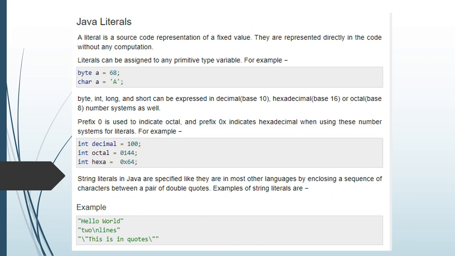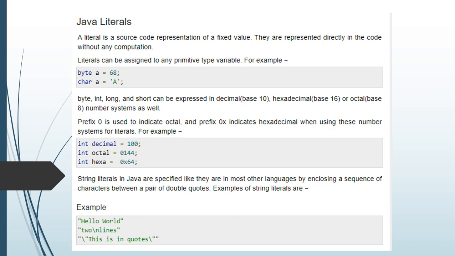Java literals. A literal is a source code representation of a fixed value. They are represented directly in the code without any computation. Literals can be assigned to any primitive type variable. See example below. Byte, int, long, and short can be expressed in decimal (base 10), hexadecimal (base 16), or octal (base 8) number systems as well. Prefix 0 is used to indicate octal, and prefix 0x indicates hexadecimal when using these number systems for literals. See other example below.